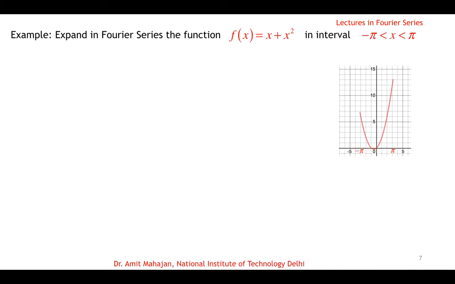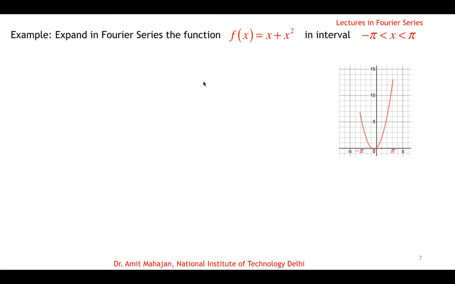Let's take one more example. Expand the Fourier series for the function f(x) equal to x plus x square in the interval minus pi less than x less than pi. The plot is given here. This f(x) is x plus x square in minus pi to pi, and the function is again periodic with a period of 2 pi, with alpha value minus pi and alpha plus 2 pi value pi. So if alpha is minus pi, it is automatically satisfied.